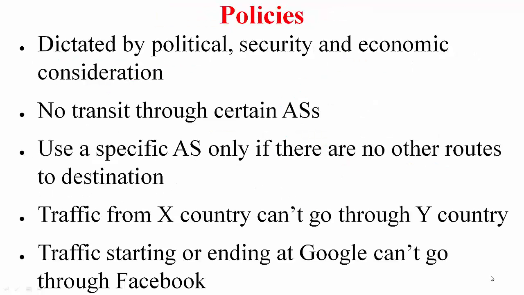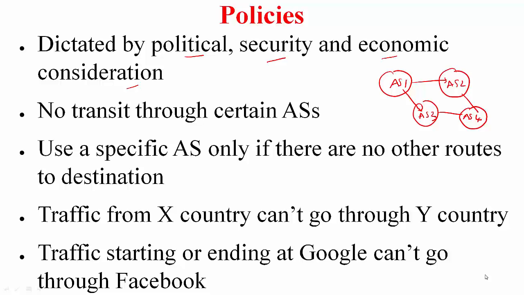We have been talking about these policies a lot. What are these policies? These policies are often dictated by political, security, and economic considerations. When you have various interconnected autonomous systems, each autonomous system wants to implement certain policies. For example, this autonomous system may not want its traffic to go to AS2 because it's its competitor. It would rather prefer this path over this path. Even if this were the shortest, it will not use it. It wants to go through some other AS.